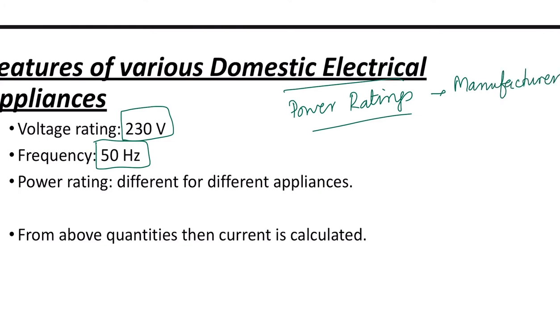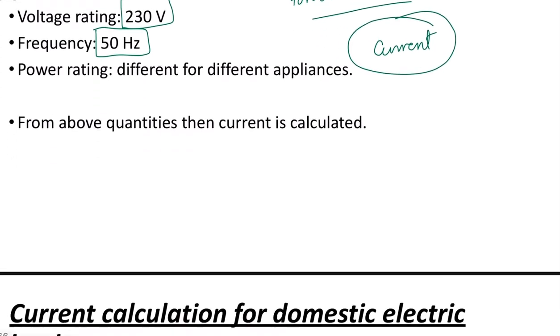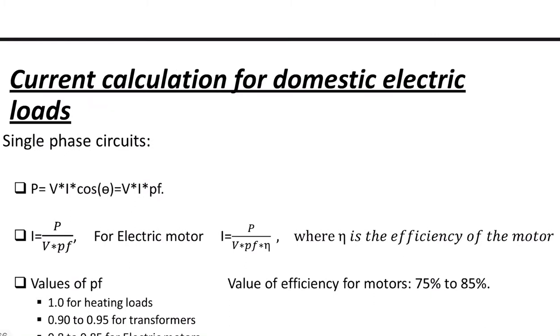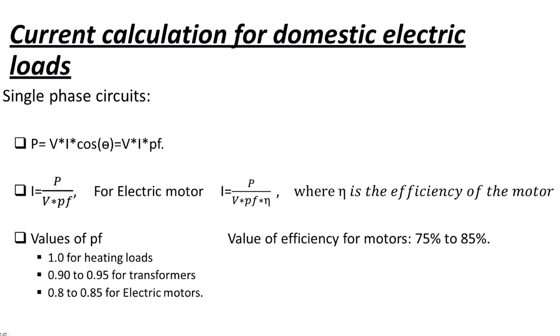Okay, so from these parameters, you can calculate the current and see how much current the equipment is drawing, and based on that current, you actually select the wire size in your homes. So in case of domestic use, power P is equal to V into I into cos phi.